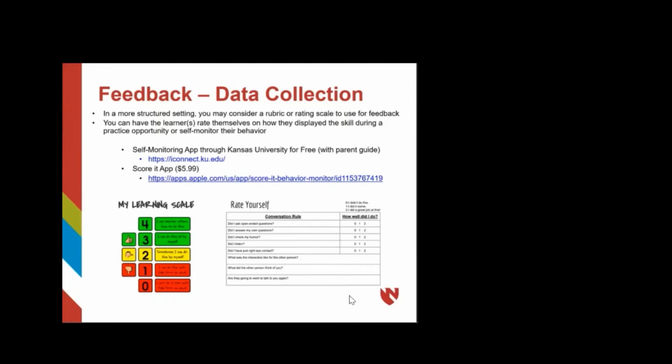And then there's a different rating scale on this slide that's a little bit more specific. This was if the target skill was conversation. So they have some specific components of what goes into a conversation. Did I ask open-ended questions? Did I answer my own questions? Did I check my humor? Did I listen? And then rating how they did on each of those different skills within that conversation area and monitoring themselves that way.